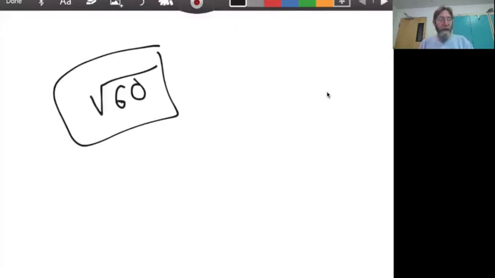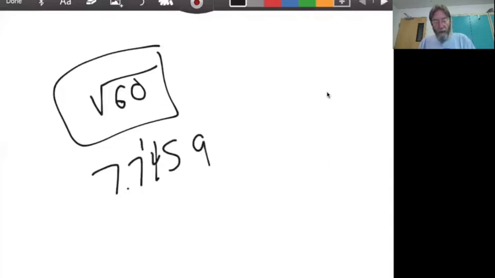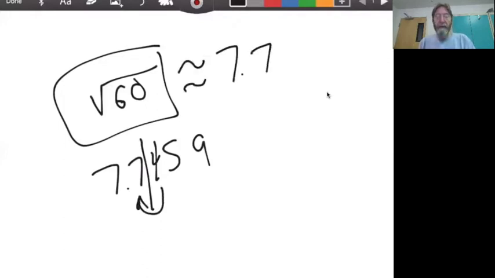For our purposes, you're going to take your calculator, you're going to type it right into your calculator, and you're going to round that to the nearest tenth. That's all we need to do. So when you take your calculator, you're going to put in 60, hit your square root key, and we get 7.7459. We round to the nearest tenth, which is right here. That 4 means to leave it right there, and we say that's approximately 7.7.